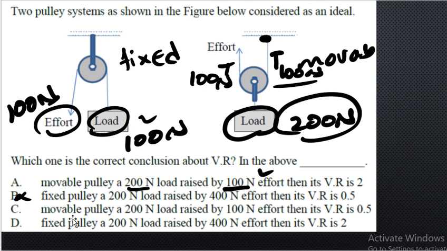Therefore, look at B, it is a fixed pulley, 200 Newton load raised by 400, wrong. But A, movable pulley, 200 Newton raised, we agree with this, but the velocity ratio must be 2. That's correct, because we are talking about a movable one. When you come to a fixed one, the velocity ratio was supposed to be 1, but it says 2, which is wrong.